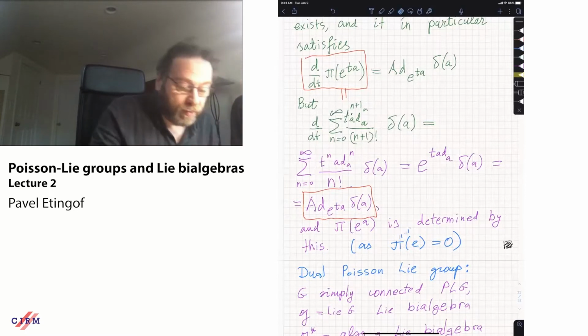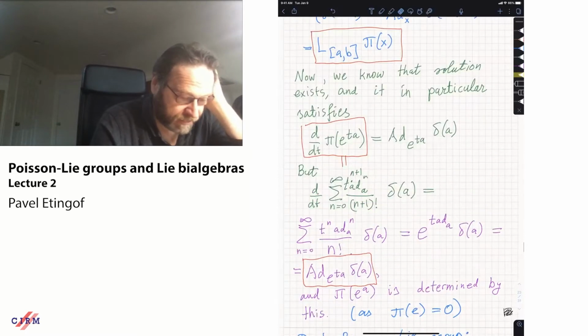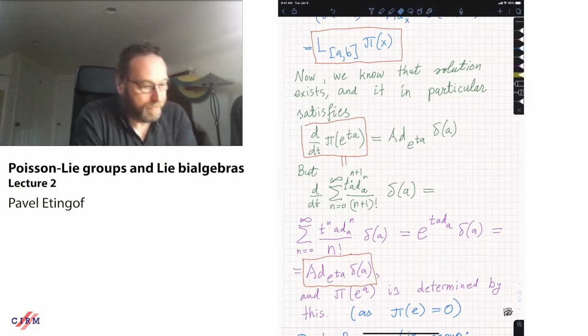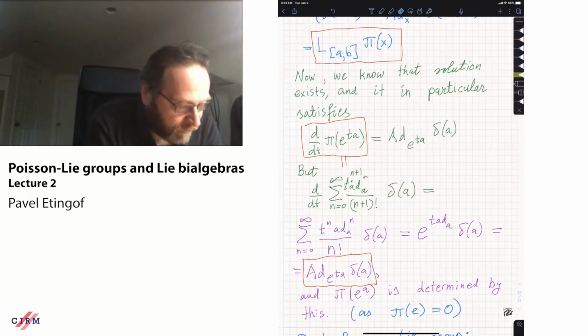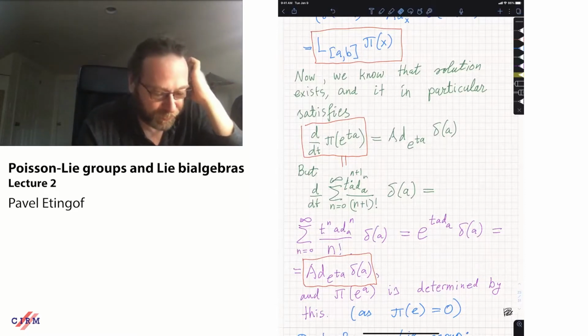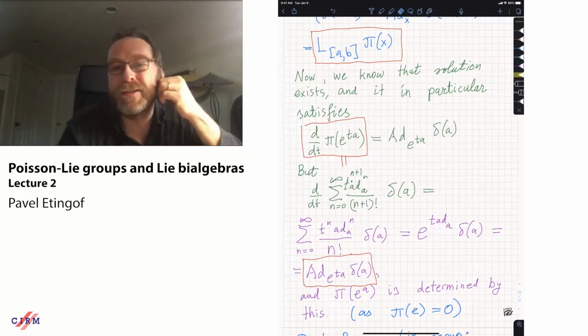Okay, so since our solution exists and is unique, it has to be this along our one parameter subgroup, and therefore it has to be this everywhere. Okay, any questions up to this point?